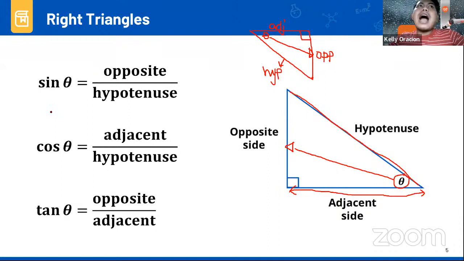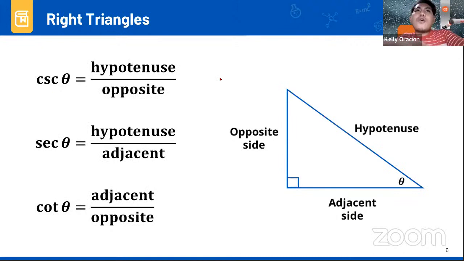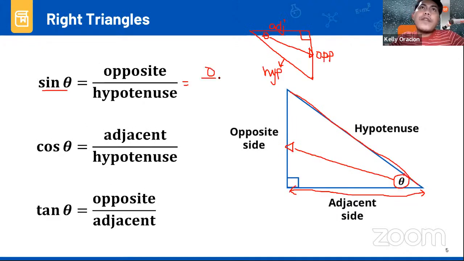Okay? Now, there are six trigonometric ratios. We have the sine theta, which is opposite over hypotenuse. Are you familiar with this one? SOHCAHTOA. Yeah? This is SOHCAHTOA. So, it's opposite over hypotenuse. Kaya nga tinawag siya na SO.